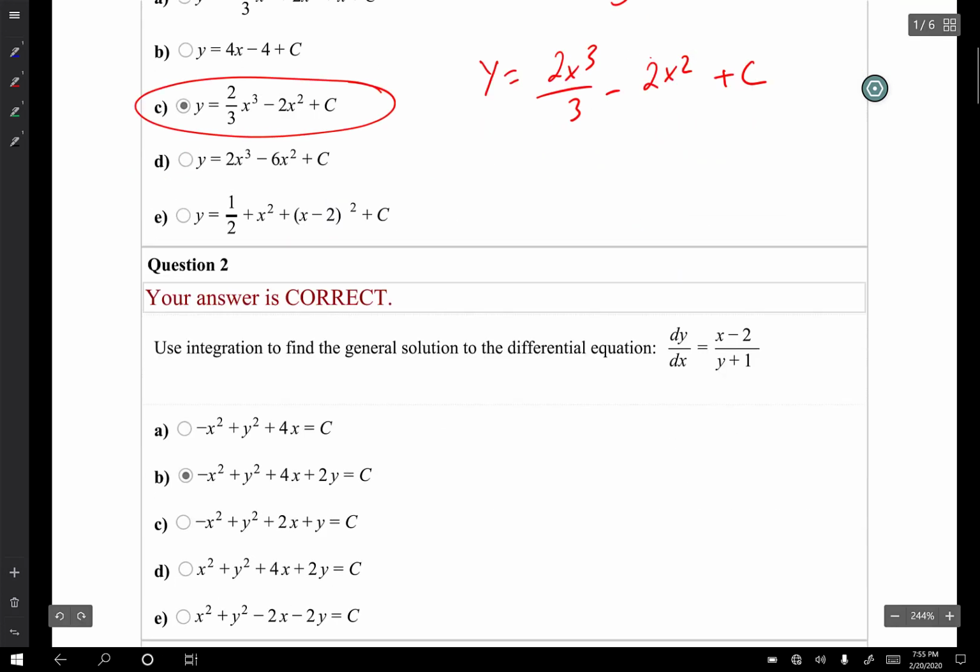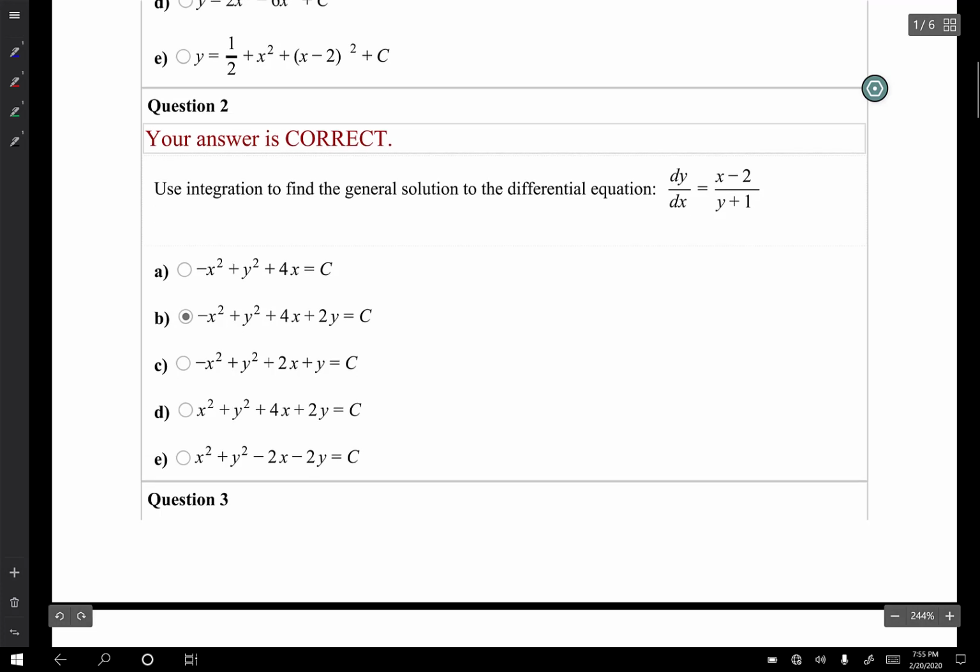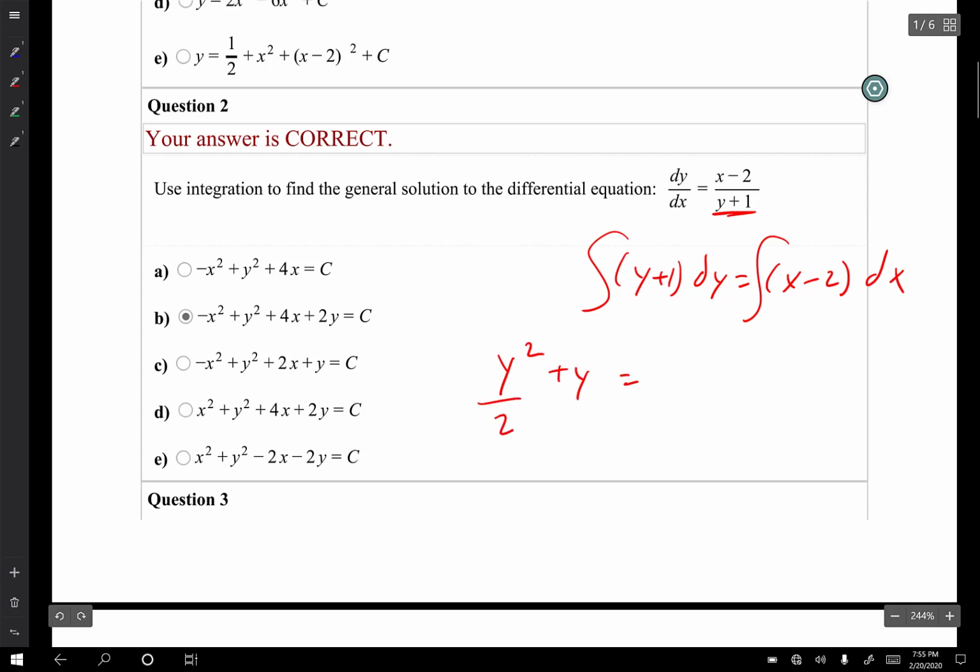Let's go to the next one. So the trick here, guys, is that you want the y's with the y's and the x's with the x's. Notice they paired this with a y plus 1, so keep that together. And then the x minus 2, keep that together. So times dx times y plus 1, so you're going to get y plus 1 dy equals x minus 2 dx. And then we're going to integrate. So you get y squared over 2 plus y equals x squared over 2 minus 2x plus c.